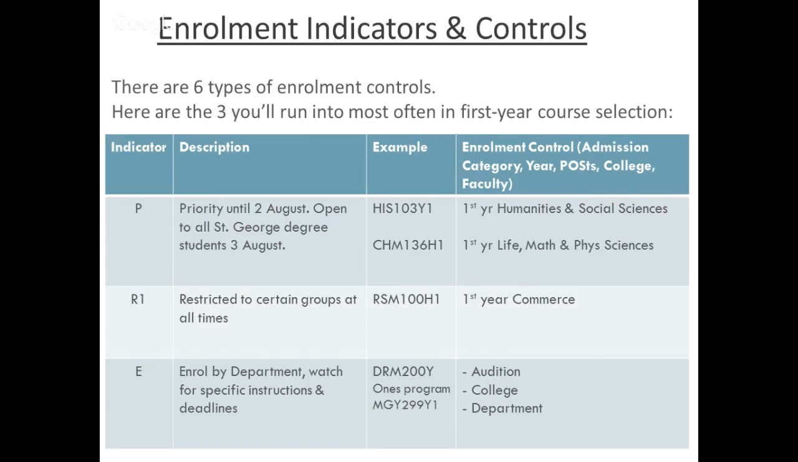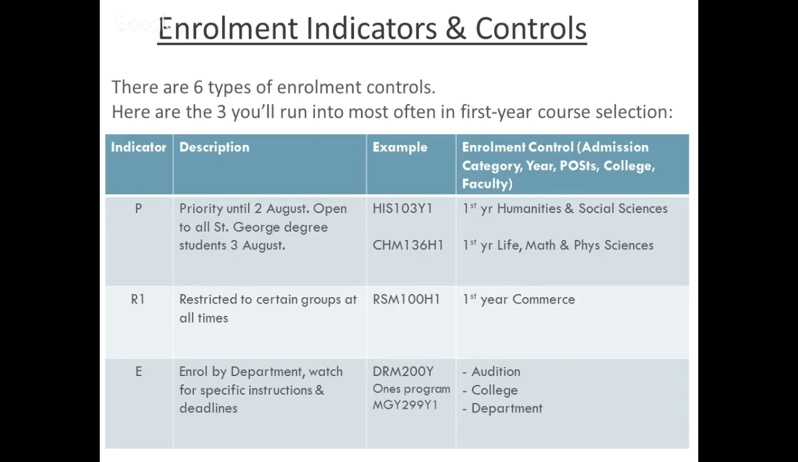So back to priorities are valid only until August 2nd. As of August 3rd, anybody can enroll in any remaining spaces that are available. If the course is full and it offers a wait list, it's reasonable to join a wait list if your wait list number is within 10% of the total class size. Or if you're feeling you want to gamble a little bit, go a little bit higher, maybe 15%, again, depending on the class size. But beyond that, I would recommend looking for another section.